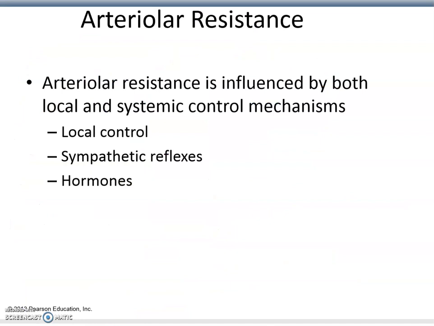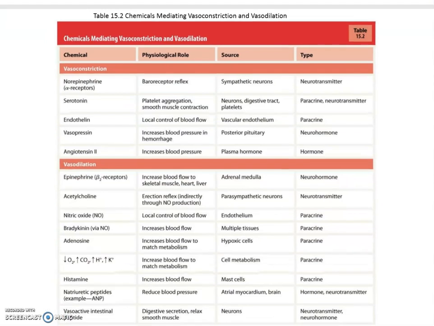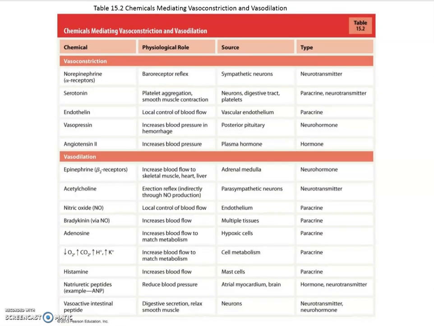Now let's take a look at the arterial resistance. That means basically the blood vessel diameter on the arterial side of your circulation. And we have both local and systemic control mechanisms. So we have sympathetic reflexes, we have hormones that play a role, and then local factors that can also control the blood vessel diameter. So here's a list of these chemicals that are mediating vasoconstriction and vasodilation.